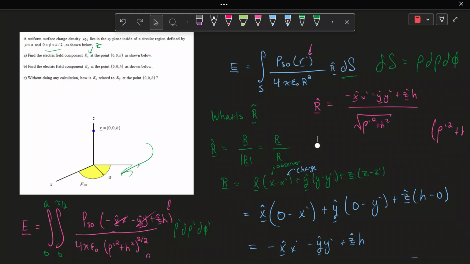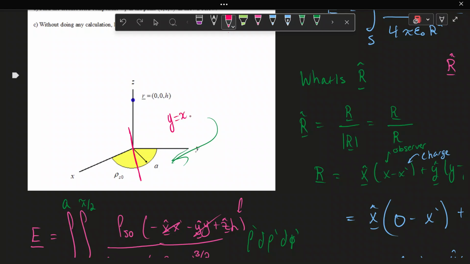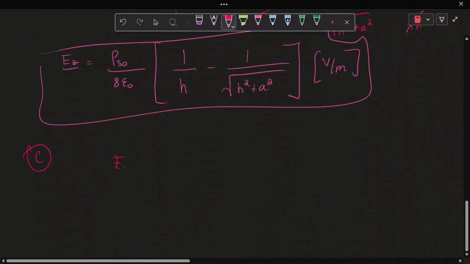The way you're going to do this is you're going to use symmetry. What do I mean by use symmetry? What I mean by this is the charge is actually symmetric about what line? Since it's in the xy plane, it's going to be symmetric about the y equals x line. That means y is equal to x. So the y component of your electric field will be equal to the x component of your electric field as well. So E of y is equal to E of x.